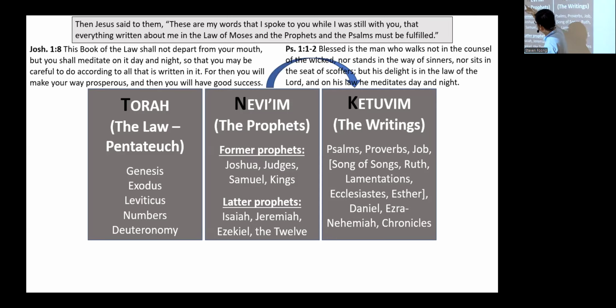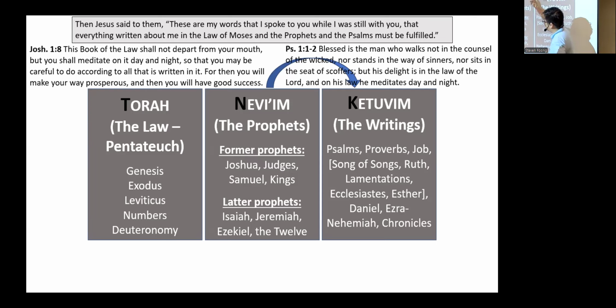So Joshua chapter 1: this book of the law shall not depart from your mouth, but you shall meditate on it day and night, so that you may be careful to do according to all that is written in it. For then you will make your way prosperous, and then you have good success. Right? That sounds exactly like Psalm 1. Blessed is the man who walks not in the counsel of the wicked, stands not in the way of sinners, nor sits in the seat of scoffers, but his delight is in the law of the Lord, and on his law he meditates day and night. Right? Meditating on the law of the Lord day and night.